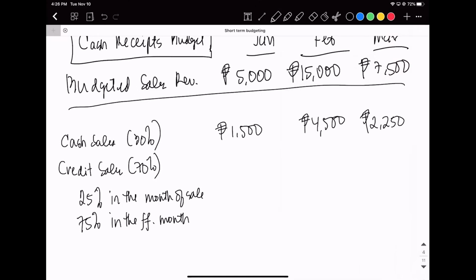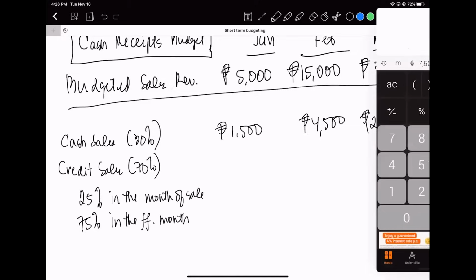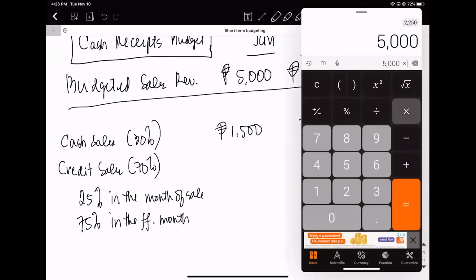Okay, ito yung sabi kanina, no? 70%. So that's 5,000 times 70%. Okay, so ito yung credit sales, 3.5. Pero not all of this will be received in the amount in the month of sales. So ang gagawin natin, multiply by 25% pa. Ayan, so 875. Okay, so 3.5 yun, no? O yung remaining, ilan yung remaining? 75%. Kailan ma-receive yun? February pa.